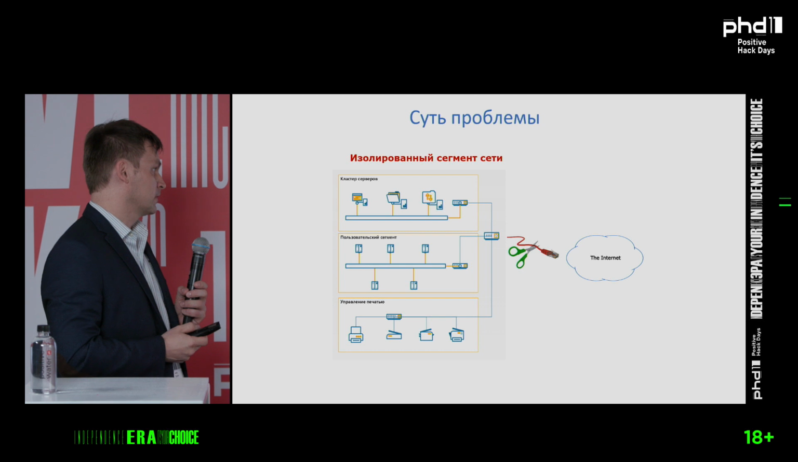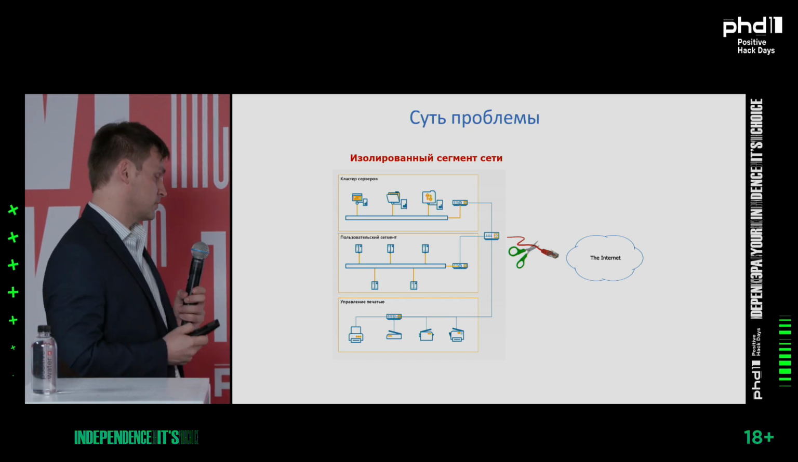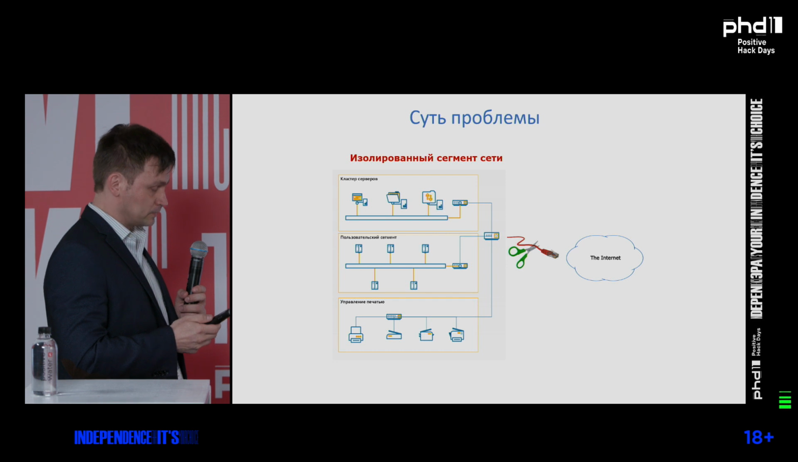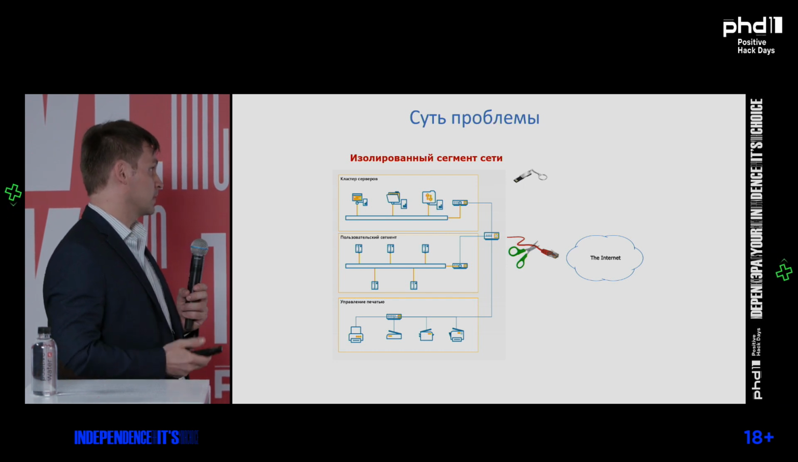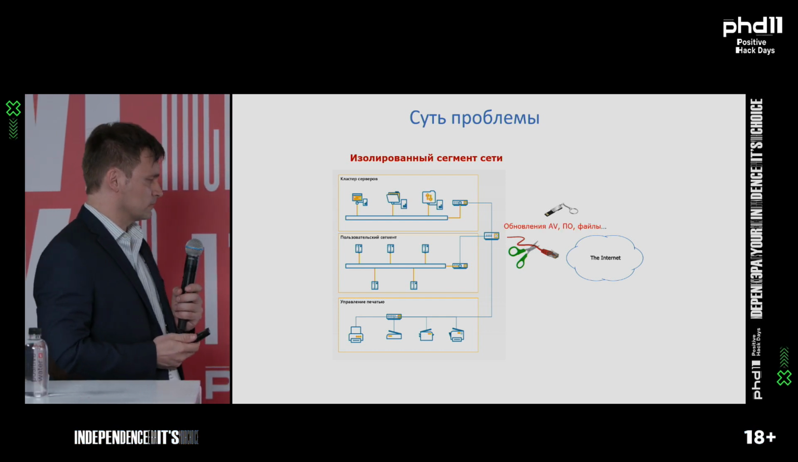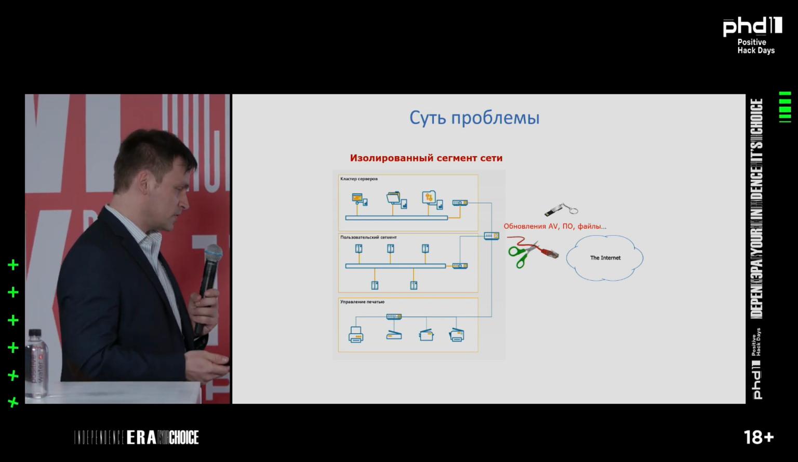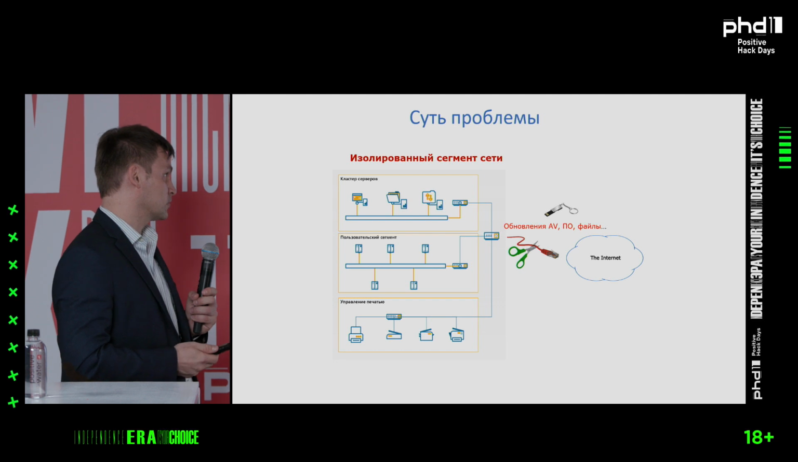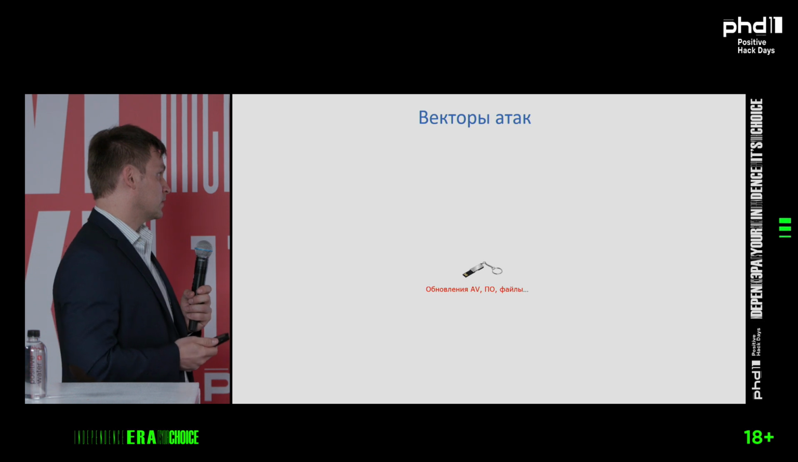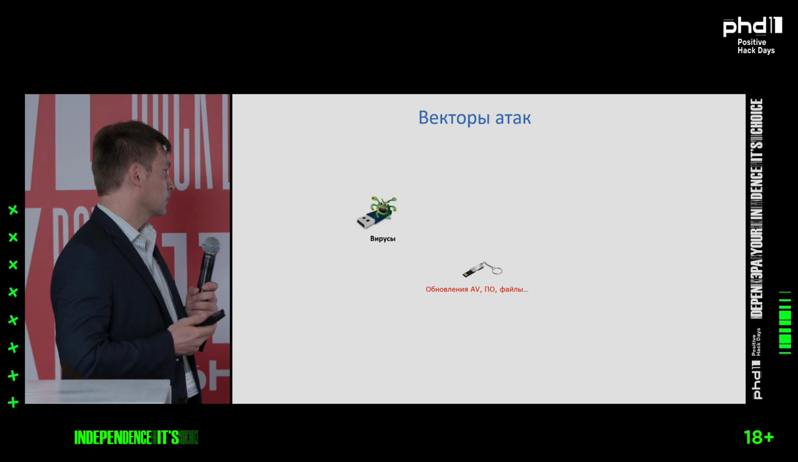Inside the isolated segment, we have computers, servers, and we need to deliver different files to them: antivirus updates, updates for operating systems, and other files. The simplest way to do it is definitely to use USB devices like USB drives. We download the files on a USB drive, we bring it up, and we insert it in a USB port and upload the files.